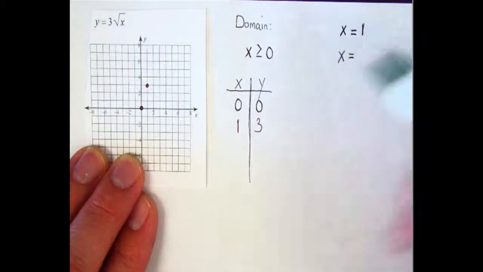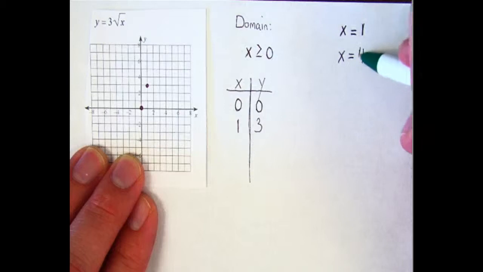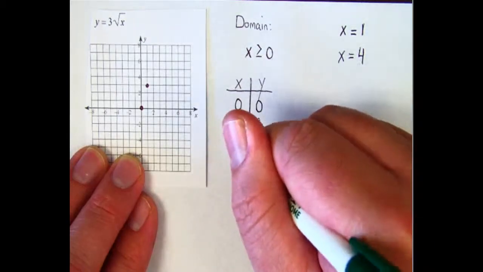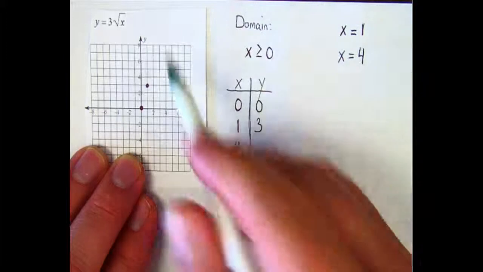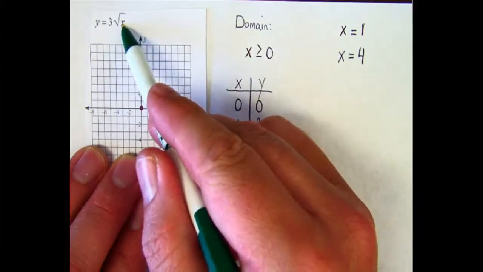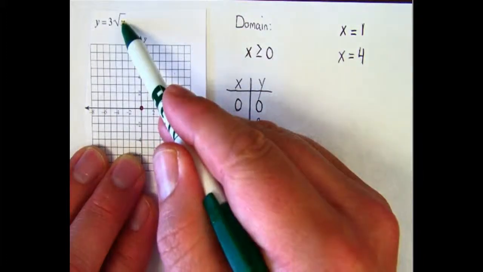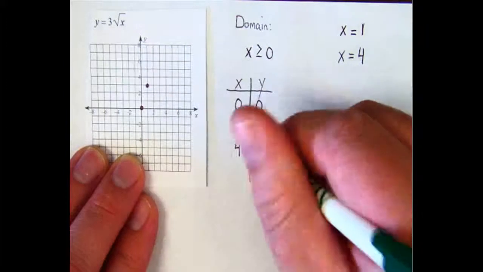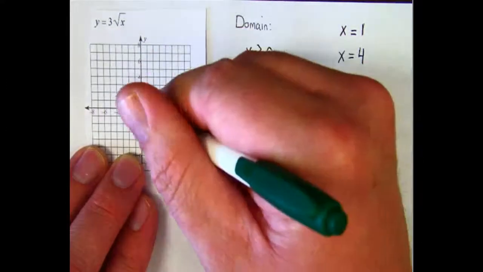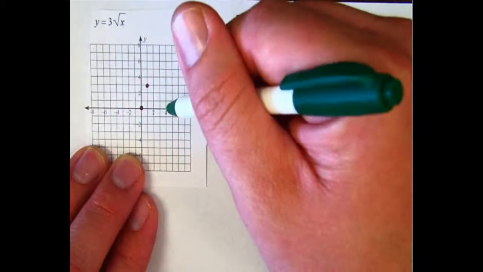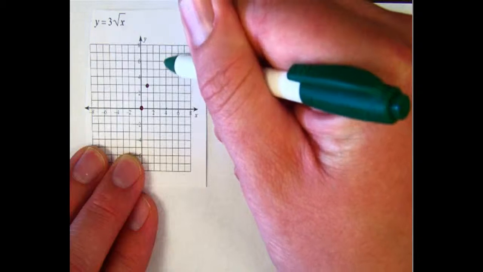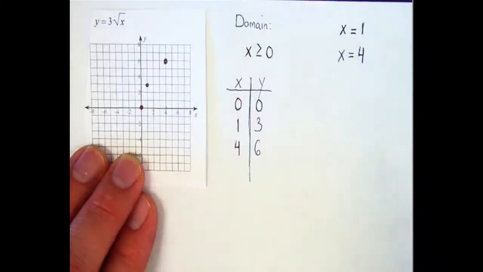So now the next thing I want to do is take everything inside there, set it equal to the very next perfect square that I would have. And the next perfect square is 2 squared, which is 4. So let's let x equal 4. Substitute that in. The square root of 4 is 2. 2 times 3 would be 6. So there's another point. So I'd get 4, 6.